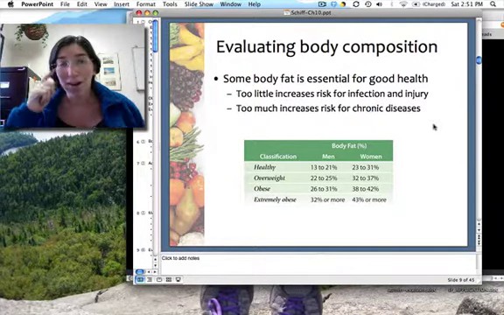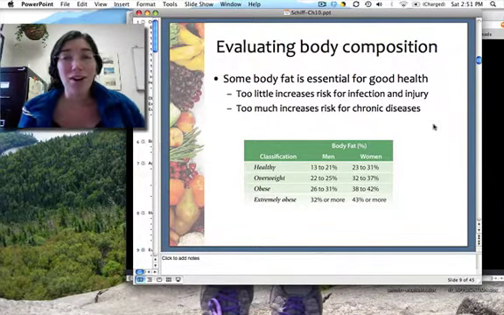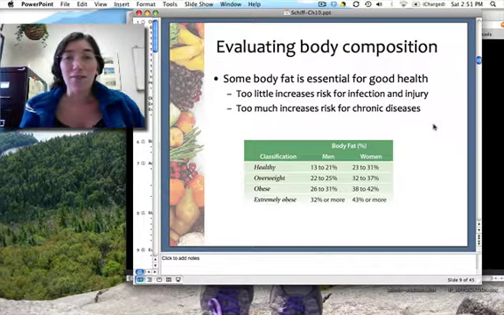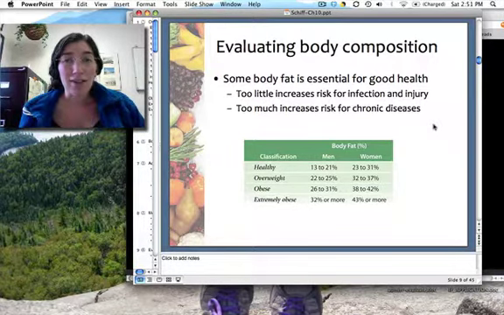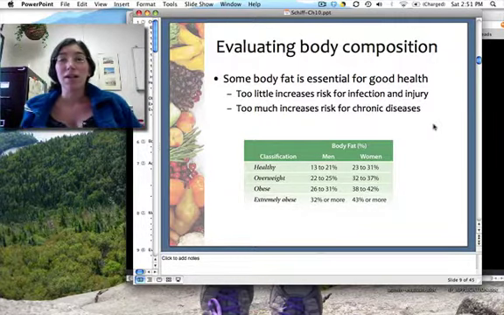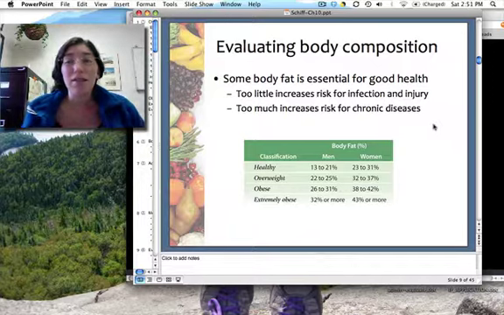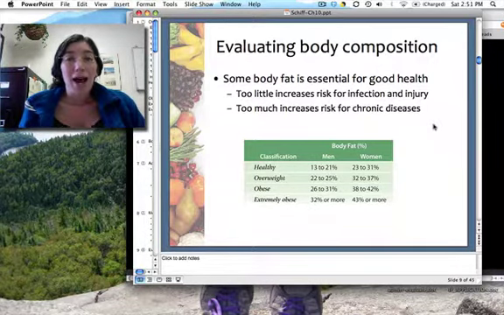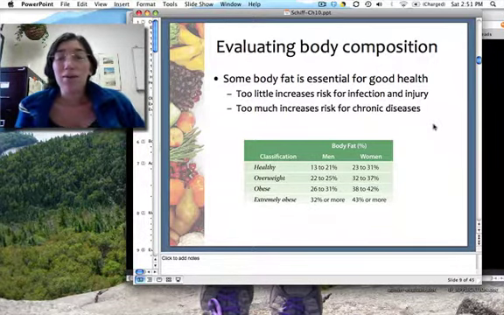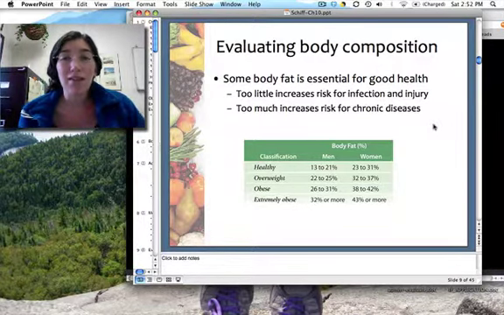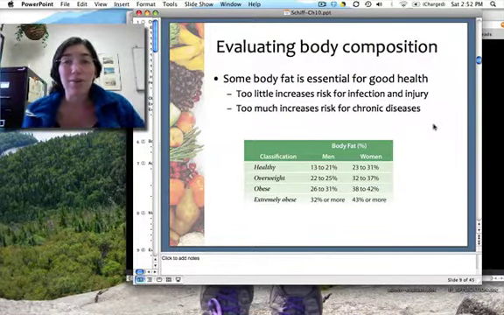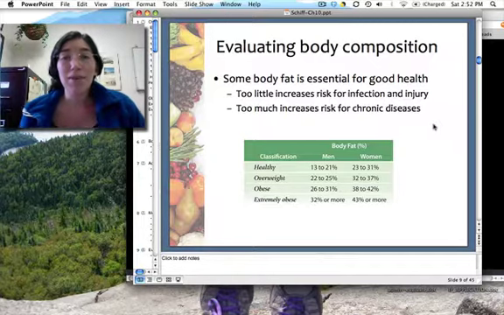Remember, we talked about in the chapter on fats that fats are our friends. There's the essential fatty acids that we need. Fat is important for insulation. It's actually important for the immune response. It is important for padding and cushioning our organs and our bones, and it's important for transporting fat-soluble vitamins, among other things. So we don't want to be completely fat-free.